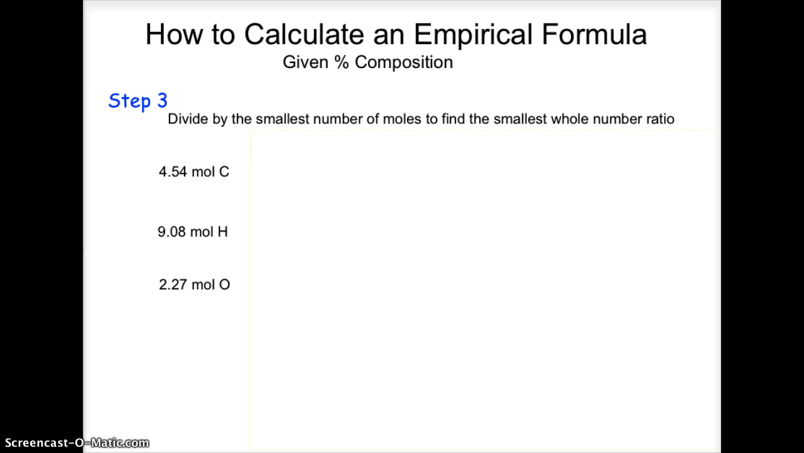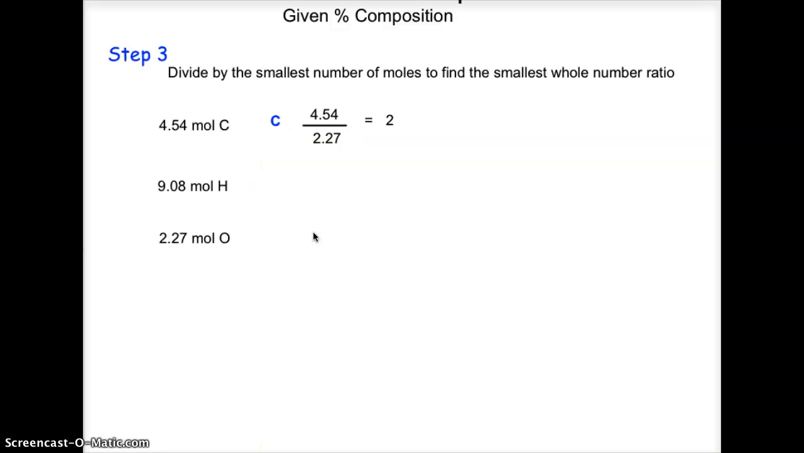The third step then is to divide by the smallest number of moles to find the smallest whole number ratio. So as I'm looking at my moles of carbon, my moles of hydrogen, my moles of oxygen, I notice that oxygen is the smallest amount of moles. So what I will do is I will divide by 2.27 for the oxygen, and I come up with a term of 1.